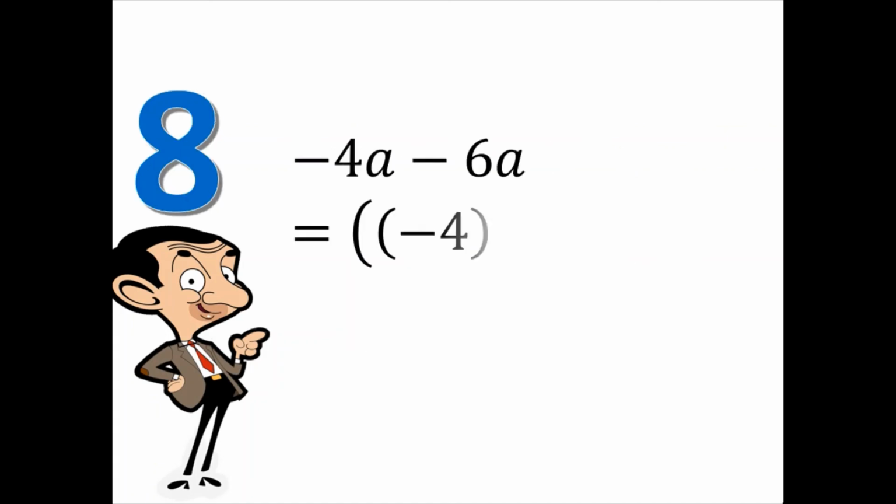Number 8, negative 4a minus 6a. So we subtract the numerical coefficients, negative 4 minus 6, that is negative 10. Copy the literal coefficient a, so the final difference is negative 10a.